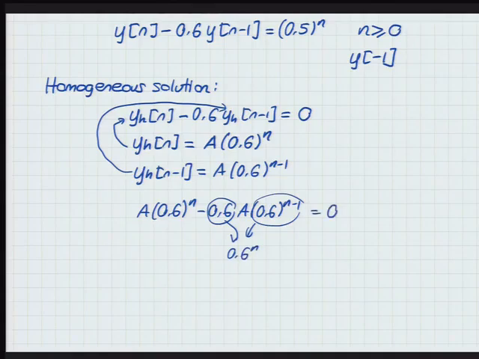So that's the homogeneous solution. No matter what a I select, that is going to make the left-hand side of the equation equal to 0, right? So that's one piece of the solution. The other piece, the important piece, is the particular solution.